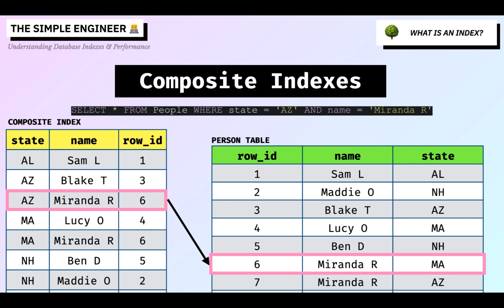Now, in this case, I actually have all the information that I was looking for in the composite index. So I could almost even be more efficient, and I wouldn't even need to do an additional lookup if I was just interested in state and name, because it would all be located in the composite index itself. And that's something known as an index scan, and we'll define that later in this video.